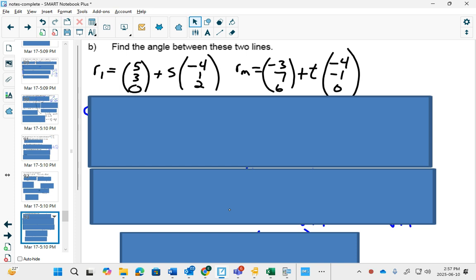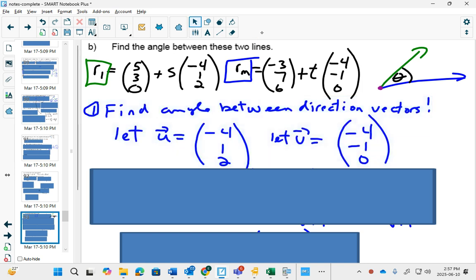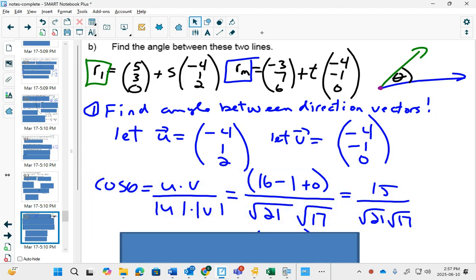And we're going to use the dot product with the 2 direction vectors, because this line in green, it's going off in this direction, and this line in blue is going off in this direction. We are trying to find the angle in between them. And we determined that they did share a point in the previous question. So, to find an angle between direction vectors, here's my one direction vector, here's my other direction vector, and then we can use our formula from the dot product.